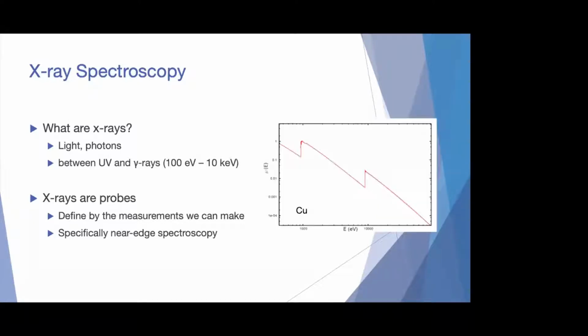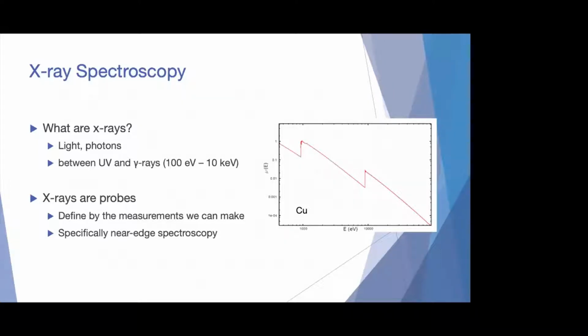So not really necessary for this particular group, but of course, talking about X-ray spectroscopy, it's important to ask what X-rays are, and we know they're light of a certain energy range. But a different way to look at it is to say that X-rays are in fact probes. So what is an X-ray is a question we can define by the measurements that we're actually trying to make with them. And specifically, in my talk, I'm going to be limited to near-edge spectroscopy, which again, is a quick reminder.